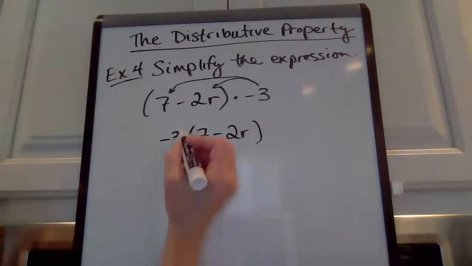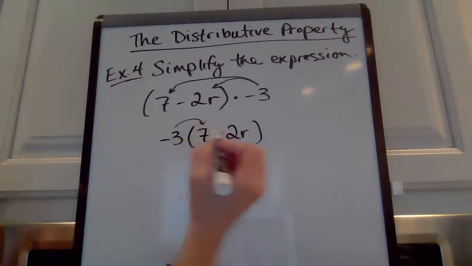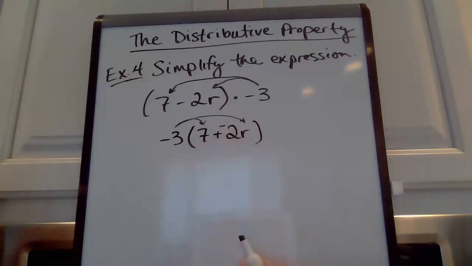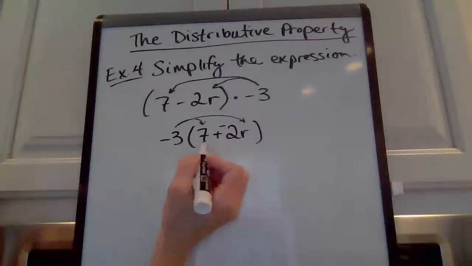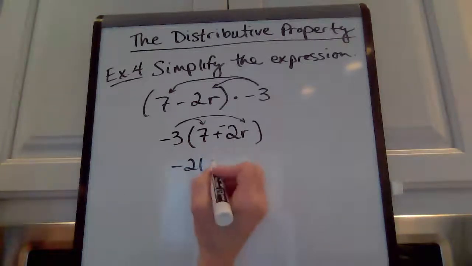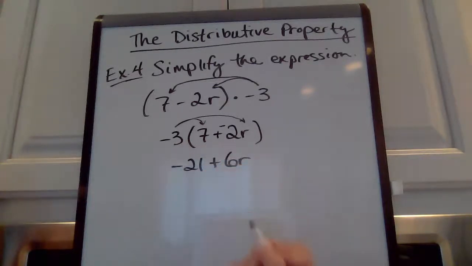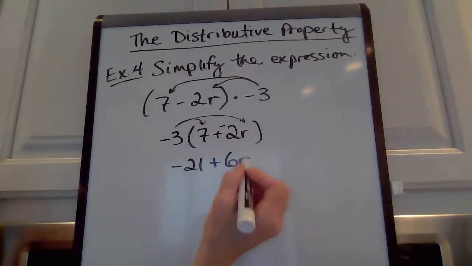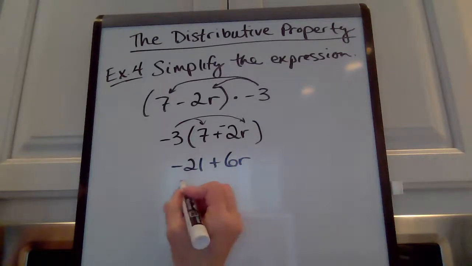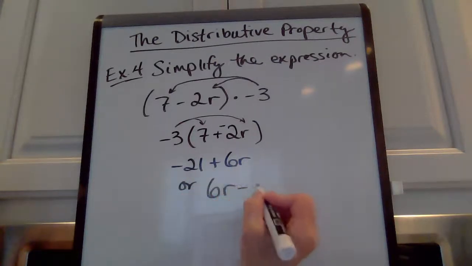So we have a negative 3 times 7, a negative 3 times negative 2r. Negative 3 times 7 is negative 21. Negative 3 times negative 2r is positive 6r. And then if you wanted to put it in the order where we have the variable term first and then the constant last, you would rewrite it as 6r minus 21.